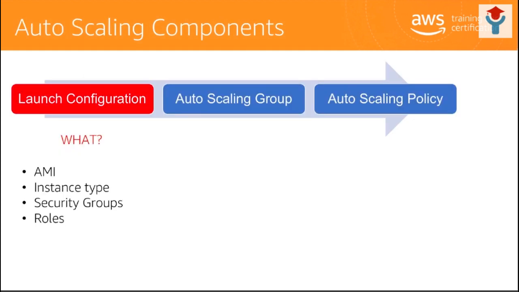So how do you autoscale? There are three components required for autoscaling. First, you create a launch configuration. Second, you create an autoscaling group. And finally, you define at least one autoscaling policy. Let's take a closer look at what each of these components do.